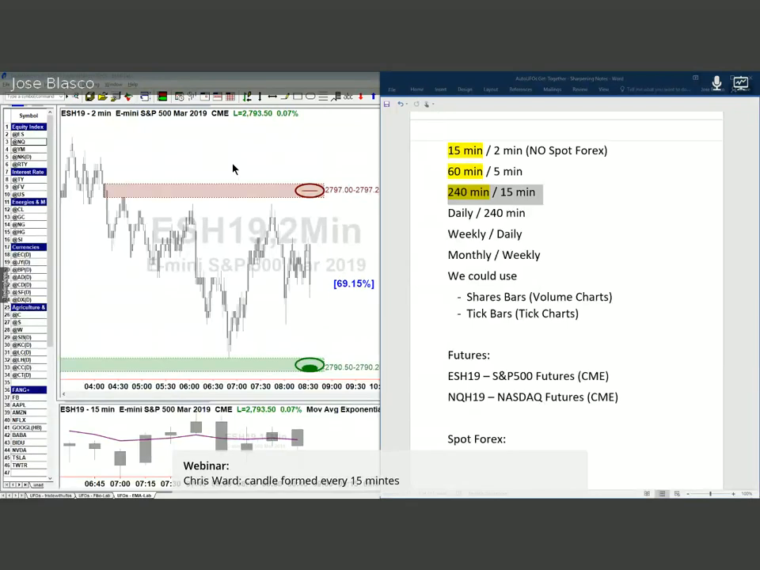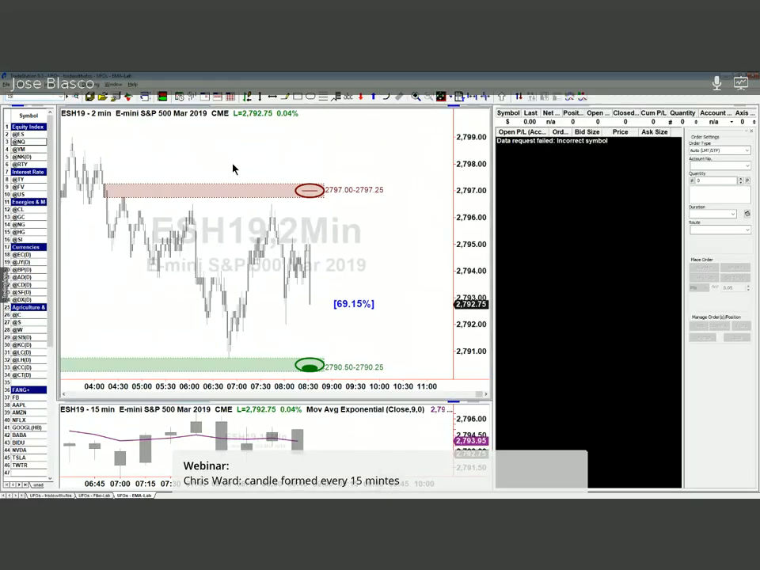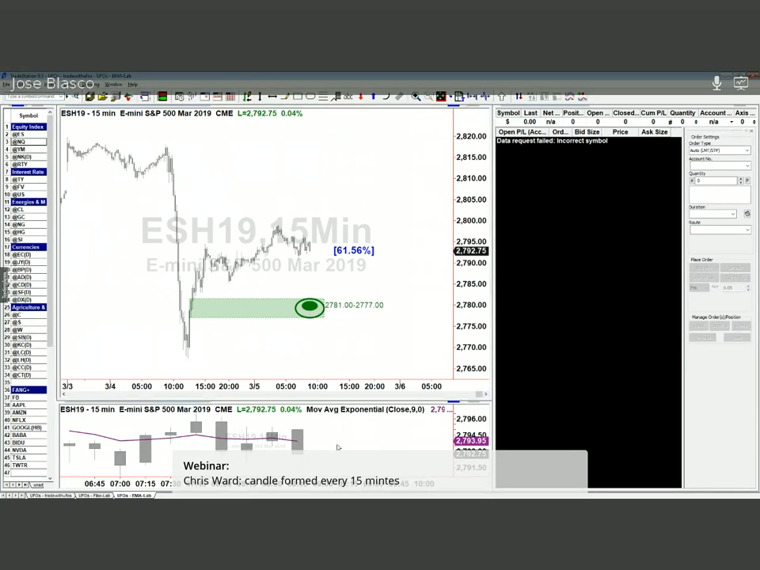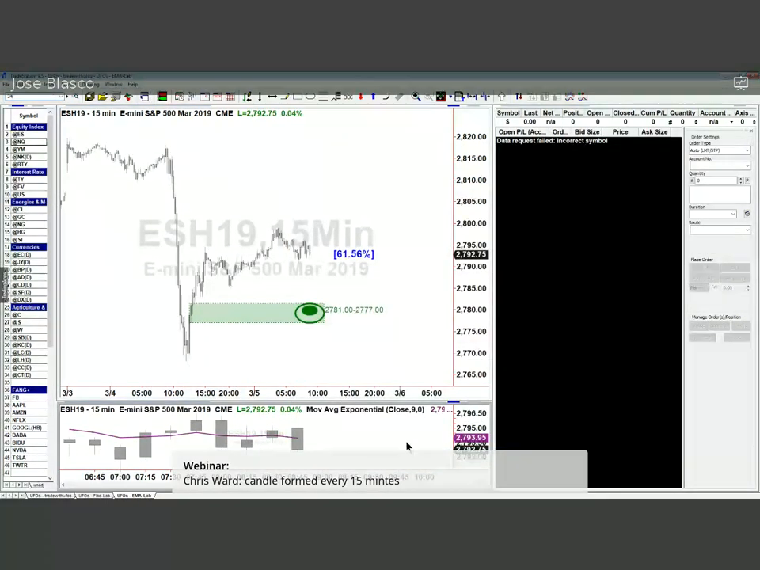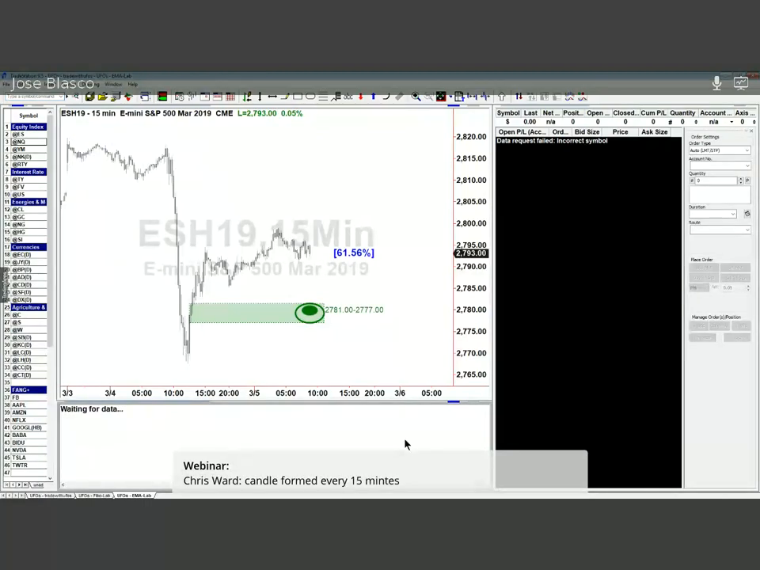But you are always 100% disciplined, because we are professional people here and we never break rules or improvise a trade. We follow the plan. That's it. So 15-minute time frame on the upper part for the S&P, 240-minute time frame on the bottom part for the S&P.